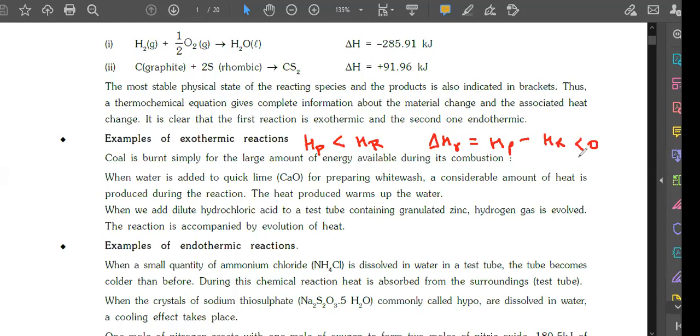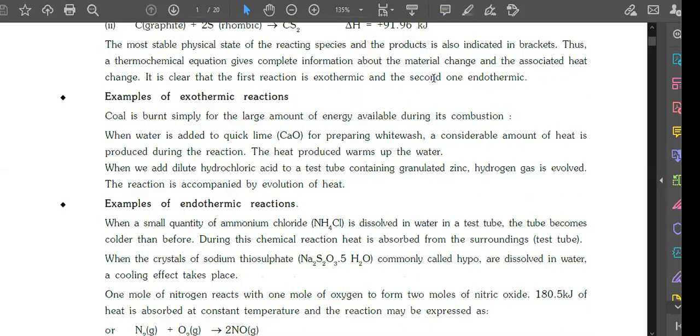Students generally get confused about the sign, but if you ever get confused about the sign, just think about the basic definition. In the same way, when you talk about endothermic reaction, the enthalpy of product will be greater than the enthalpy of reactant. So in that case, delta H of reaction is greater than 0. Got it, everyone? Tell me, got it? Okay, I guess everyone got this.